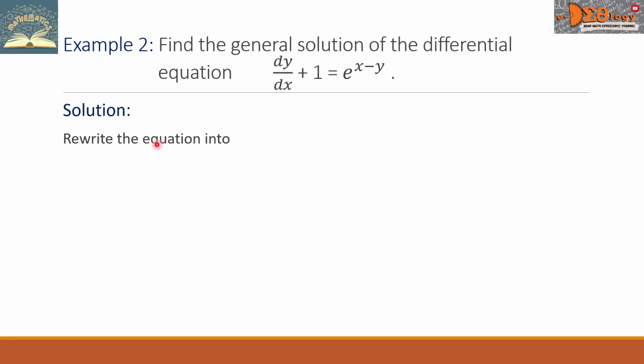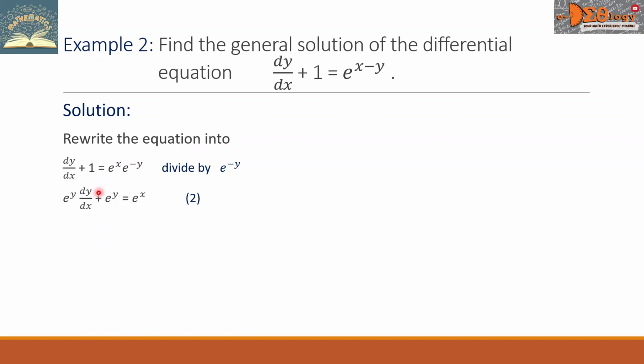First thing to do here is to rewrite the equation into dy over dx plus 1 equals e raised to x multiplied by e raised to negative y. Next is, we divide this equation by e raised to negative y. So the new equation becomes e raised to y times dy over dx plus e raised to y equals e raised to x. And this will be our equation 2.